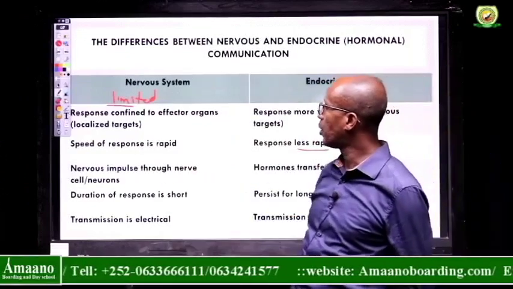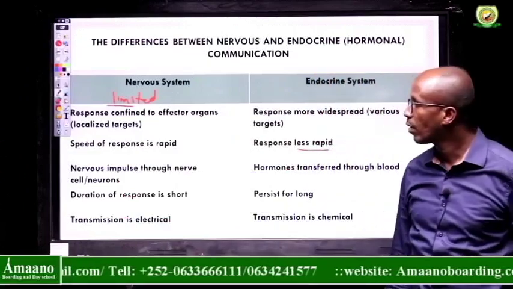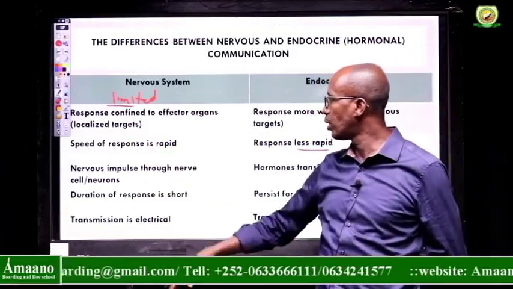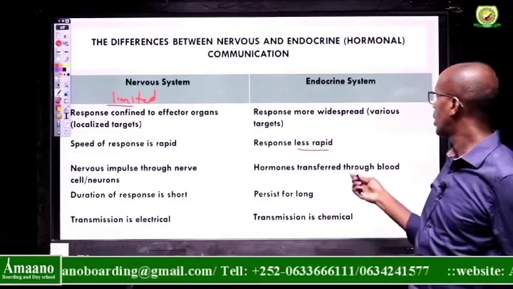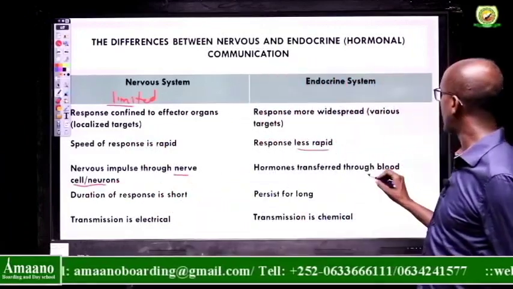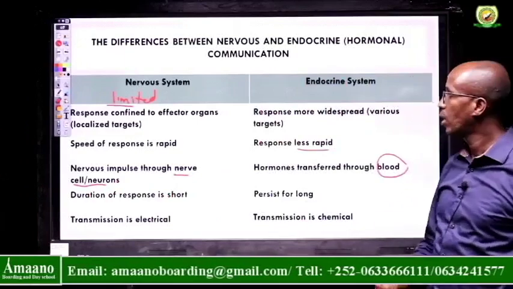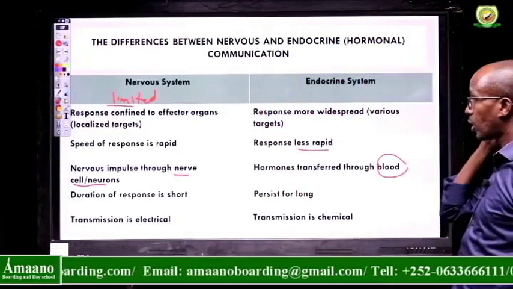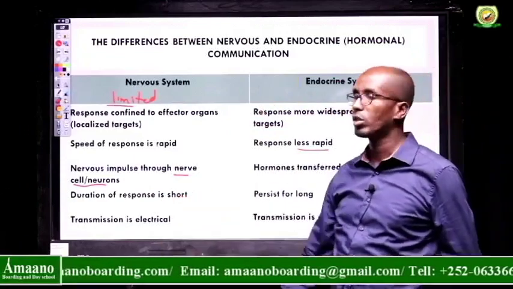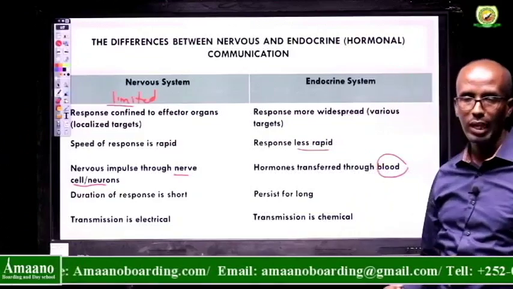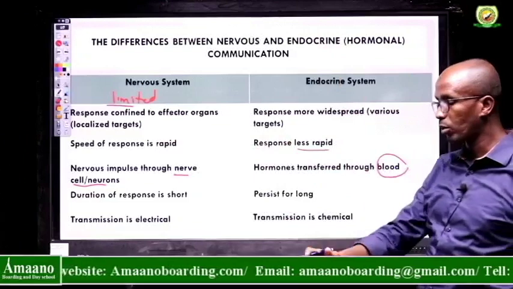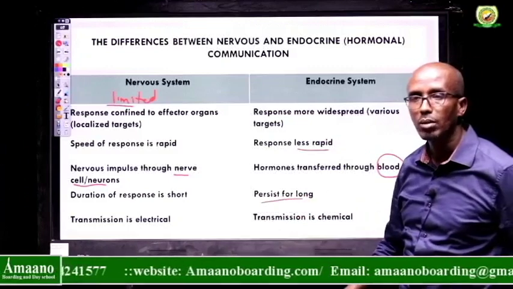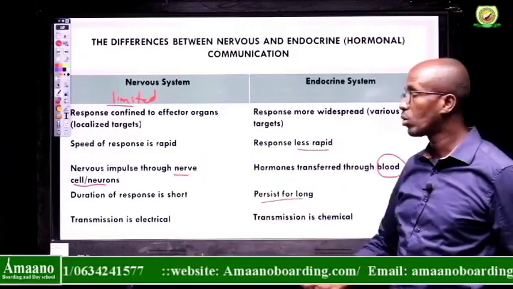The nervous impulses are carried by nerve cells or neurons from the center to the target organ. But the hormones are carried by the blood stream, from the site of production, which is the gland, to the site of use, or the target organ. The duration of response is short. It's short lasting. As soon as you withdraw your hand from the hot object, that's it. But the endocrine effect persists long, sometimes years, days, hours, months, and sometimes for your entire life.